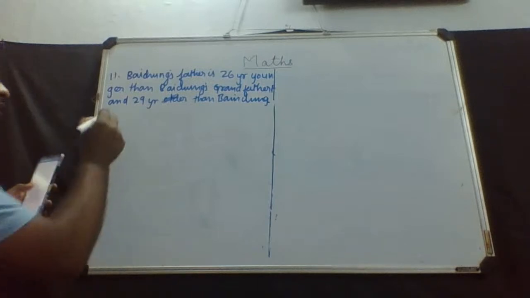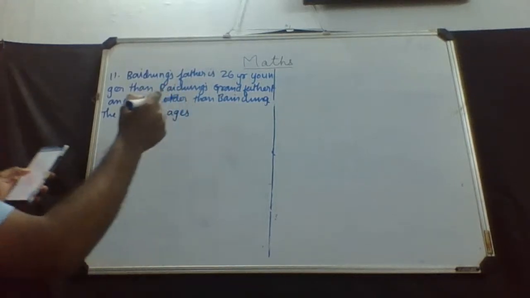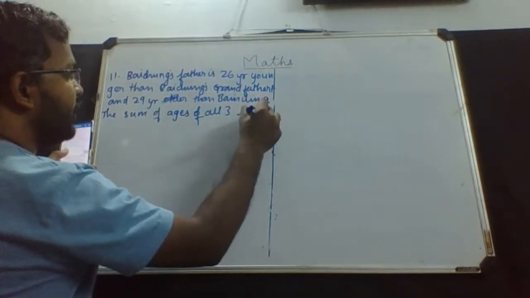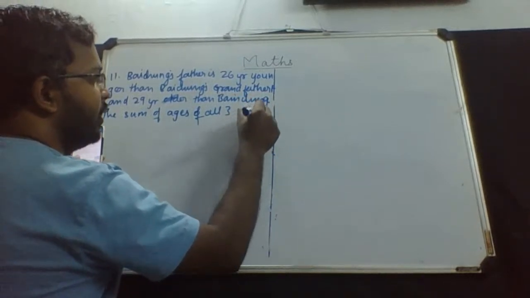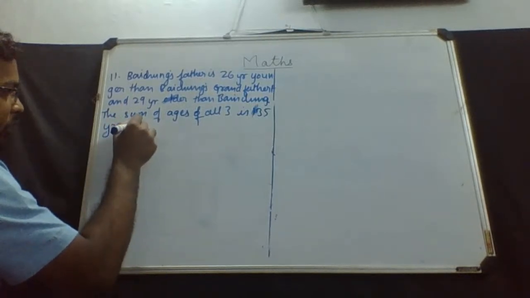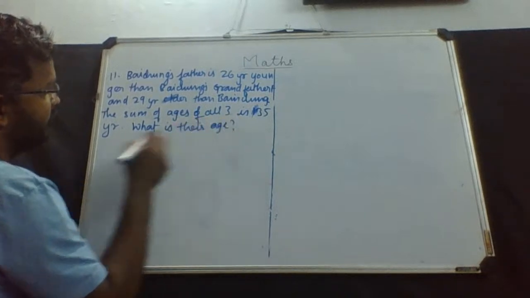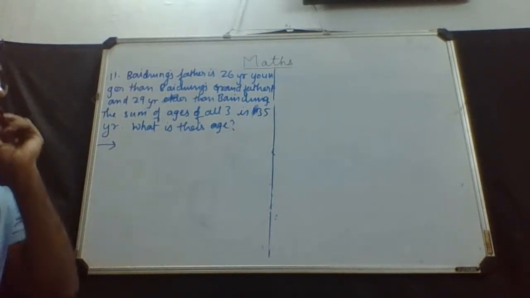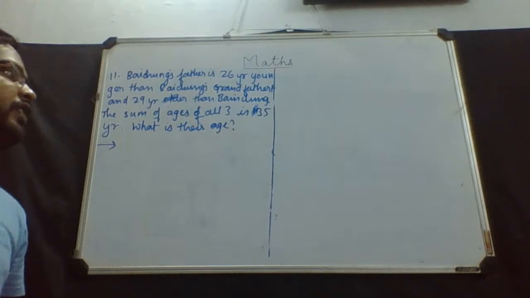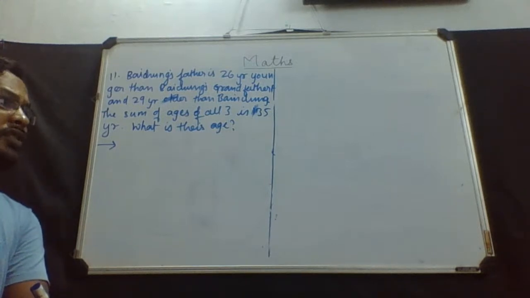So now the sum of the ages of all three is 135 years. What is the age of each one of them? What is their age? So this is the question. Baichung's father is 26 years younger than Baichung's grandfather and 29 years older than Baichung. The sum of the ages of all three is 135 years. What are their ages?